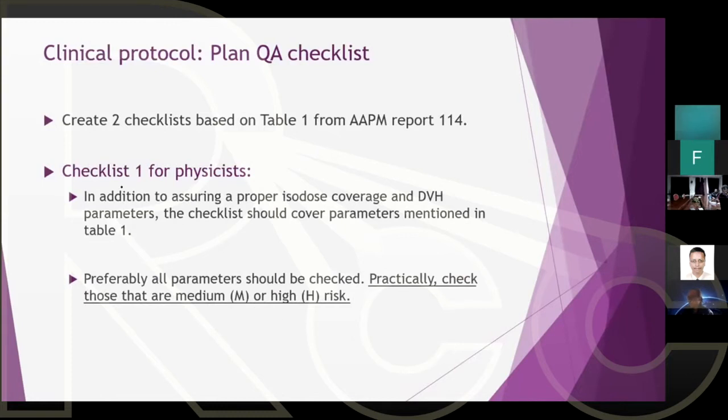So two checklists should be made. The first one is for the physicist. The physicist has the task of checking plan quality, the dosimetry quality, isodose coverage, DVH, as we talked about, as well as everything in the table that is medium or high risk potentially, and the monitor unit as well.